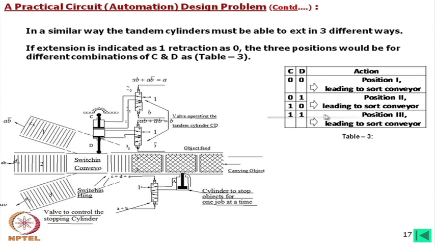For this combination we are getting position 3, and for this combination we are getting position 2. You can see position 2 has two alternative combinations. See, this is retracted, this is extended, or this is retracted, this is extended. So, that is why for these two conditions position 2 will be available. Position 1 is available only when these two are collapsed. Position 3 will be available when these two are fully extended.